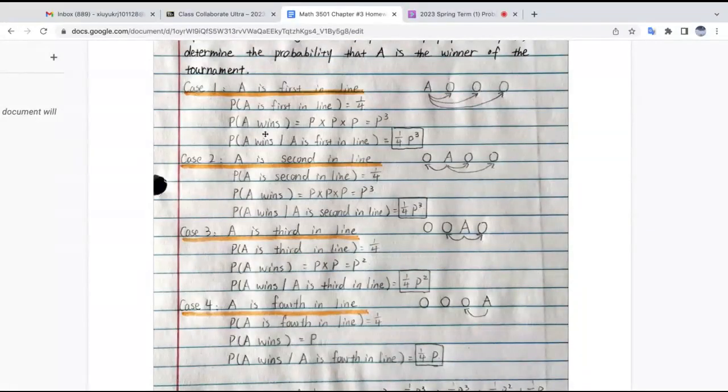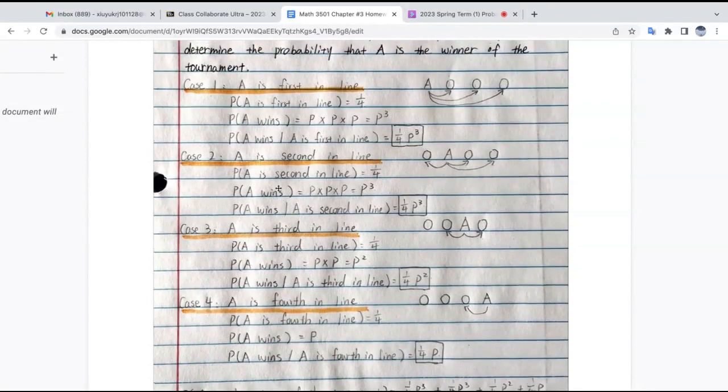So the probability of A wins is equal to P times P times P, which is P to the power 3. So the probability of case 1 is equal to 1 over 4 times P to the power 3. And case 2, A is second in line. So in here, the probability of A being in the second line is 1 over 4.